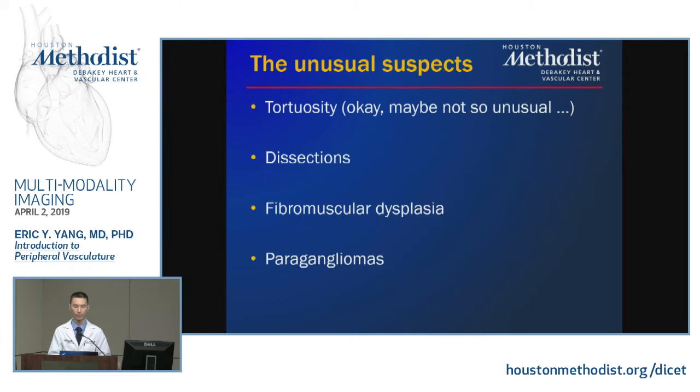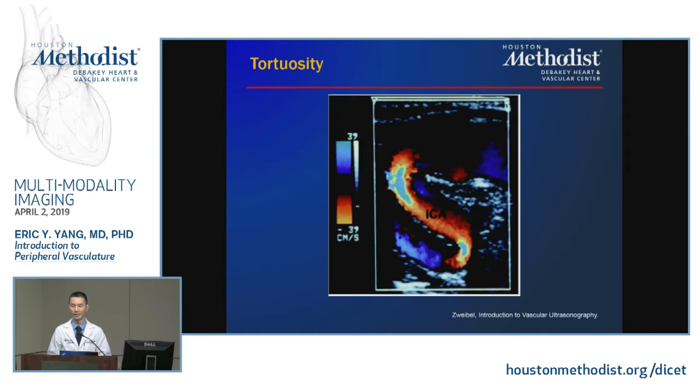Okay. There are, of course, unusual suspects. Tortuosity. There is an entity known as tortuosity syndrome, which is associated with genetic mutation causing dysregulation in the TGF-beta. Dissections also need to be noted. There's, of course, fibromuscular dysplasia and carotid body tumors, paragangliomas as well. This is an example of tortuosity. This is actually a favorite imaging exam question for ultrasound certification exams because this tests whether or not you understand how Doppler principles work.